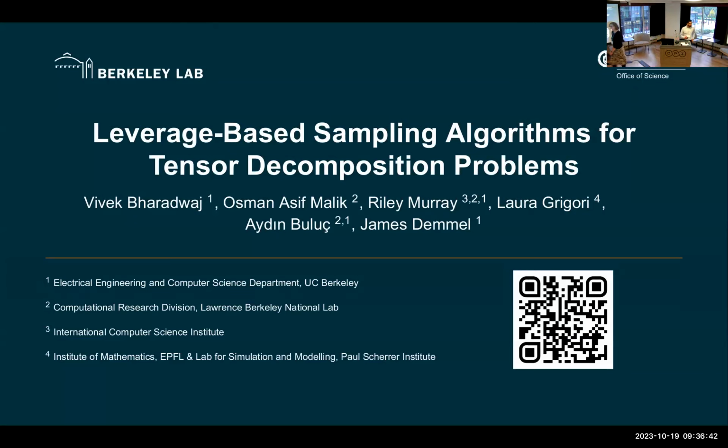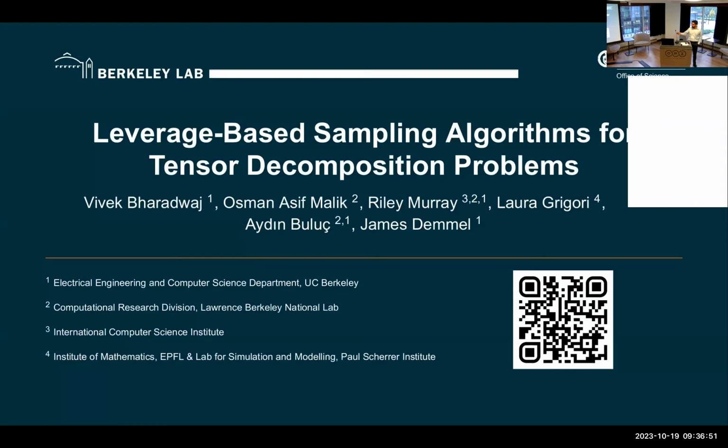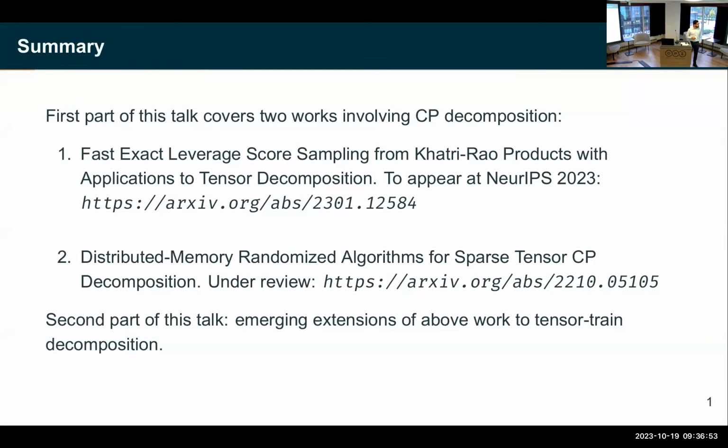Thank you. I have to give credit to Carmeliza and Osman for the lead up to this, because it's going to make the first few slides of this go very quickly. So this talk is going to cover two works involving CP decomposition. The first one's going to appear at NeurIPS. The second one is under review. And the second part of this talk is more emerging extensions of this work, which involves going from CP decomposition to Tensor-Train decomposition.